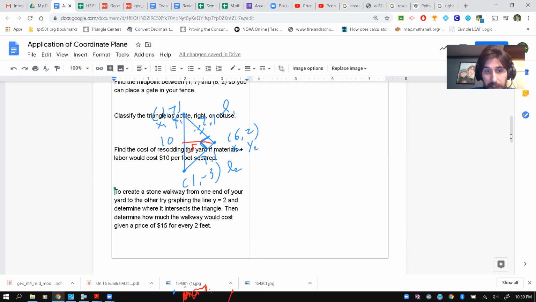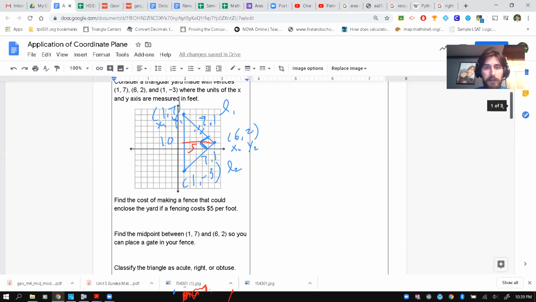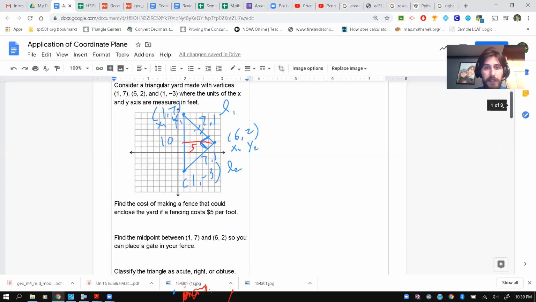So what we would like to do is put in a walkway from one end of my yard to the other, ideally going through this line that I plotted out, y equals 2, and determine where that's going to intersect the triangle. And then determine how much it would cost if the price of putting in that walkway is $15 for every 2 feet.